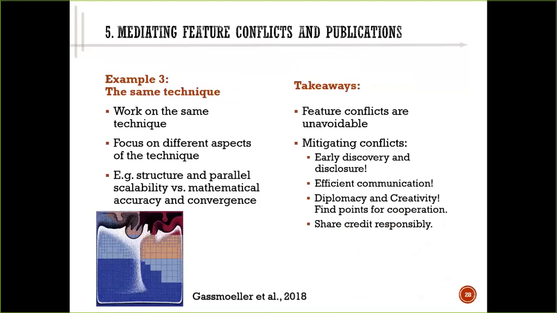In general, it's hard to imagine how you can avoid these kind of feature conflicts in a community project, but you can mitigate their impact slightly by just discovering them early enough, which means trying to efficiently communicate within your community who wants to work on what. And if these conflicts occur, try to be diplomatic and creative about what kind of solutions you can find for them.